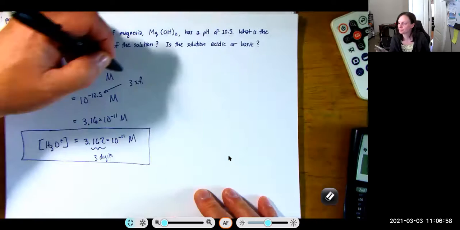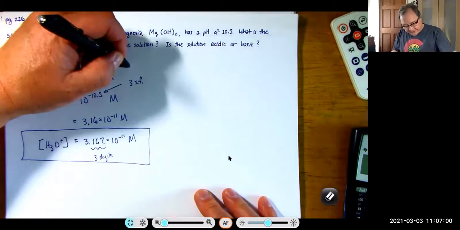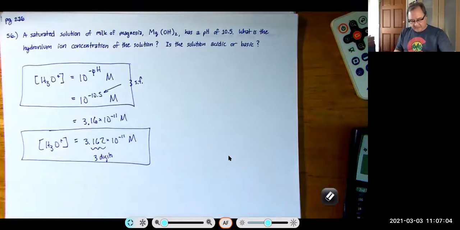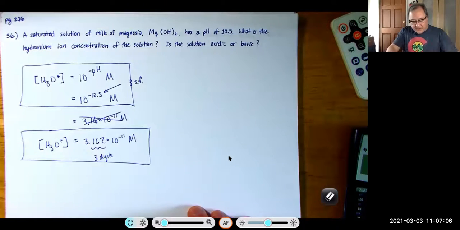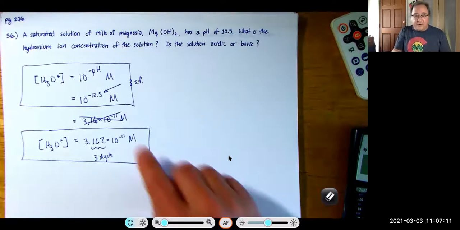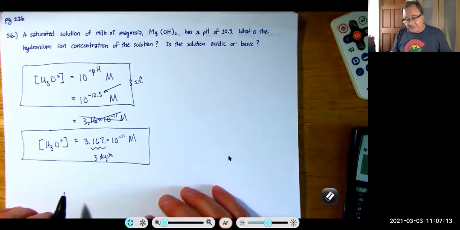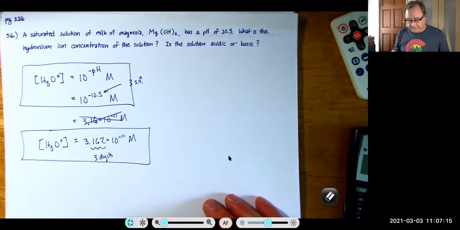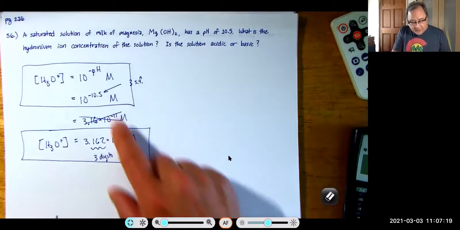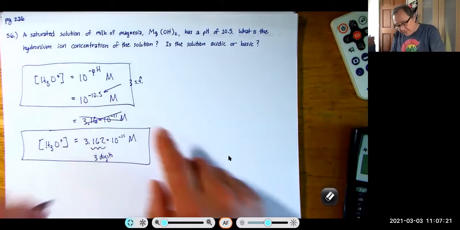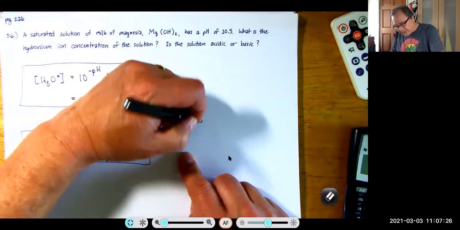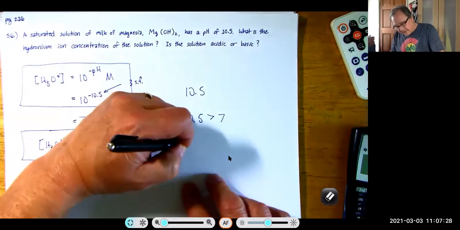I would also like to see this. So the formula, you using the formula, then the answer. Do not leave your answer as 10 to the minus 10.5. That's wrong. Now, is the solution acidic or basic? Well, the pH is 10.5. 10.5 is greater than 7, so it's basic.